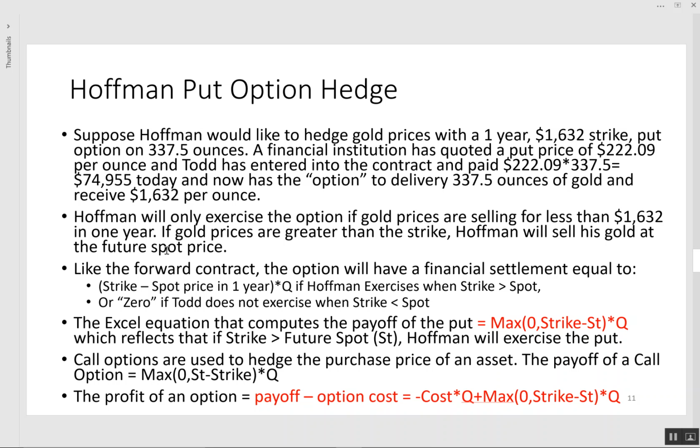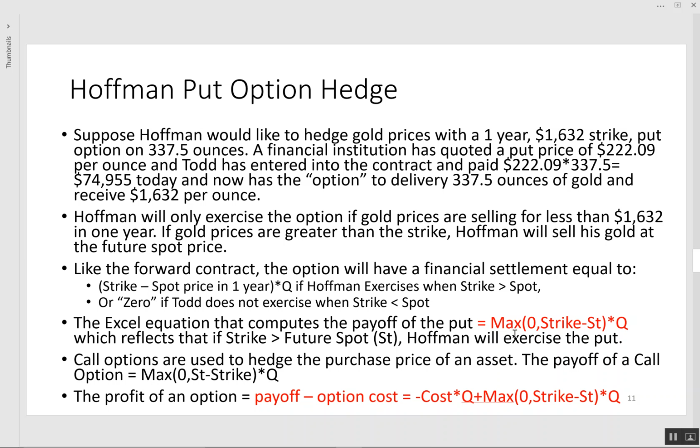And how we model that is we say, well, if the 1632 is greater than the spot, that's when Todd will exercise and get this payoff, the strike minus the spot times the quantity. Otherwise, Todd walks away and the payoff is zero. However, he did still pay the premium.